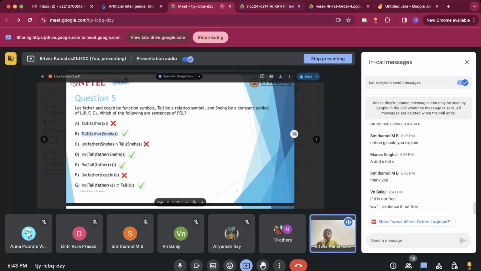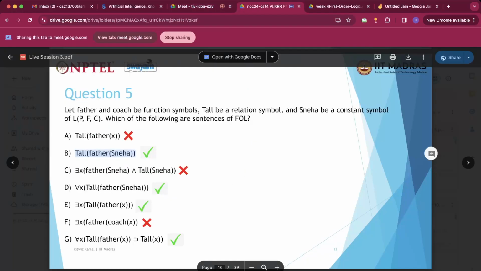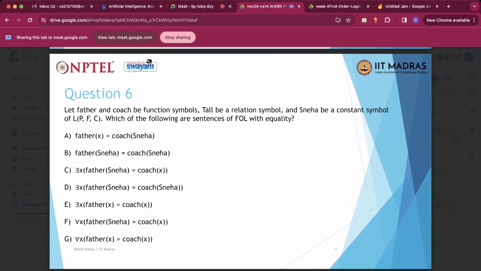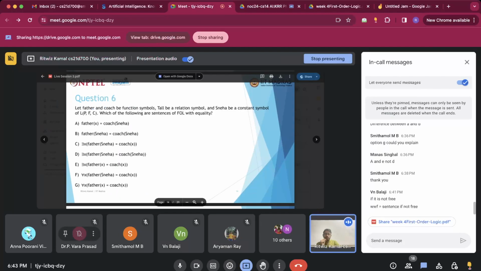Shall we move on to the next question then? This is a similar setting. Father and coach are function symbols. Tall is a relation symbol or a predicate. Sneha is a constant symbol. Which of the following are sentences of first order logic with equality? I'll let you go through the options one by one, and then we can have a discussion.